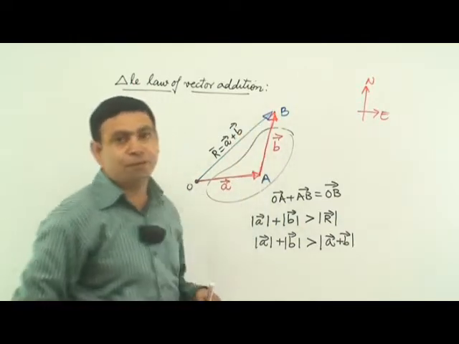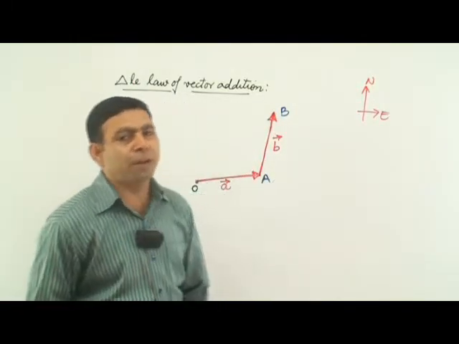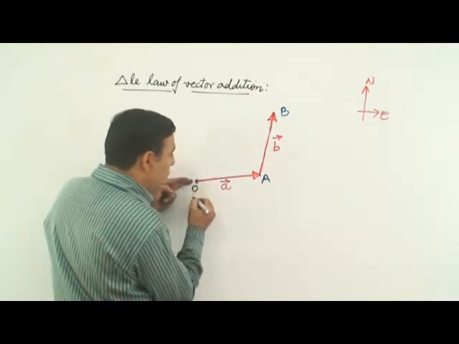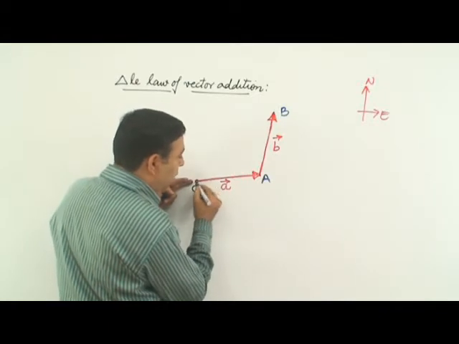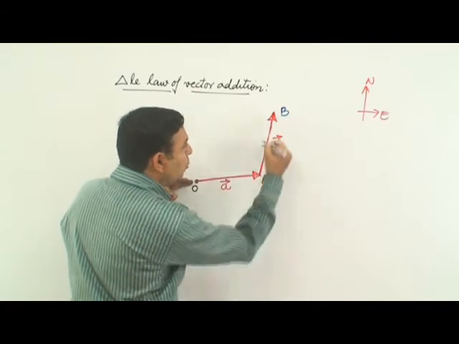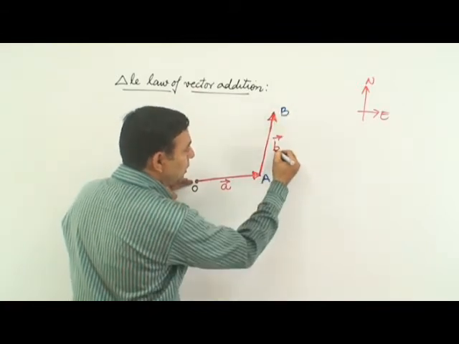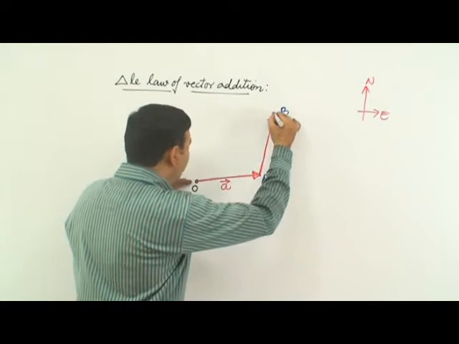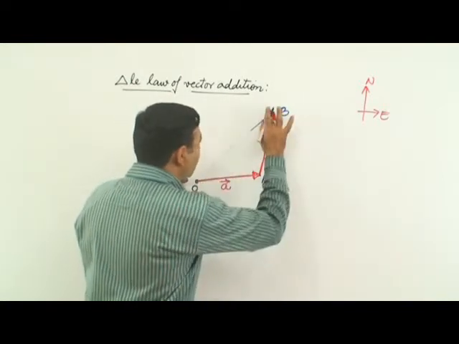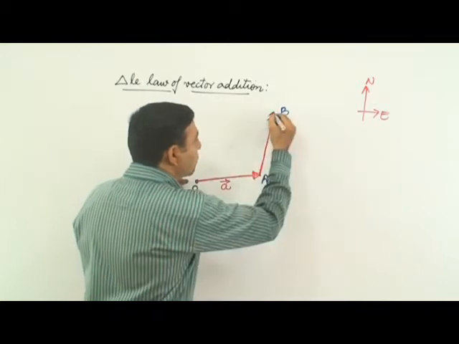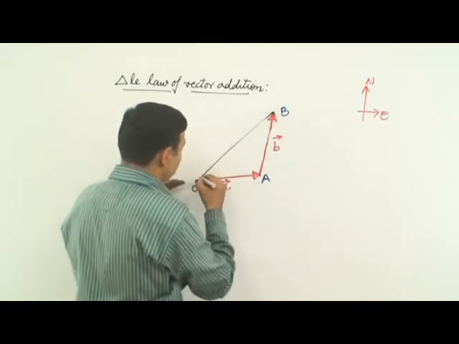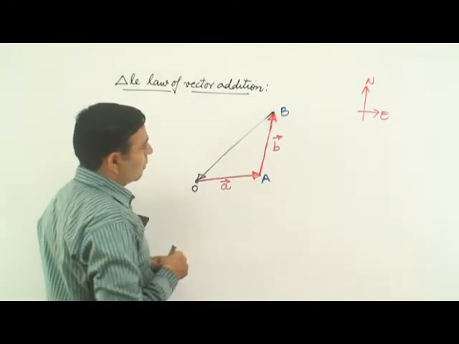Fine. As an extension of triangle law, let's try to understand something else. Suppose you are at point O and you undergo displacement vector A to reach point capital A, and from here to point B undergoing a displacement of small b. Suppose then you return back along this path to point O.